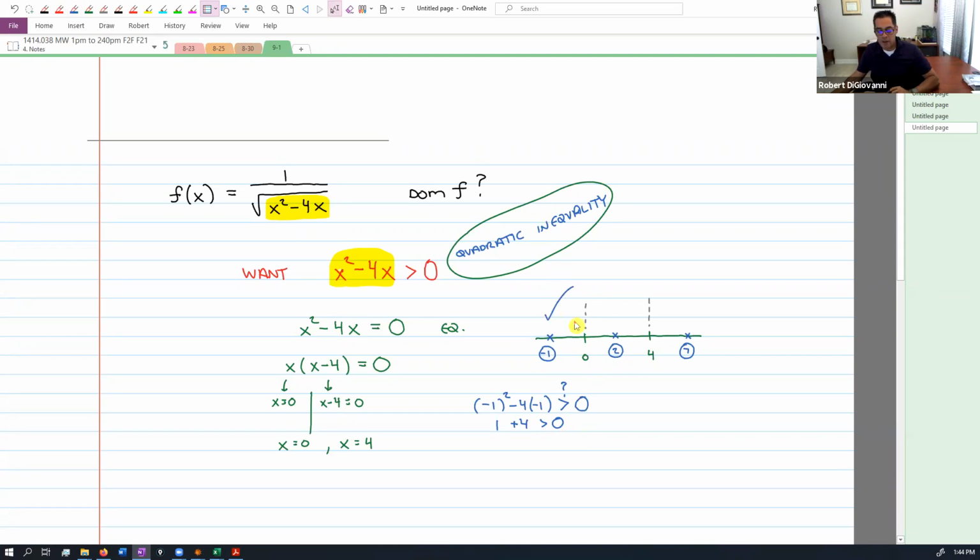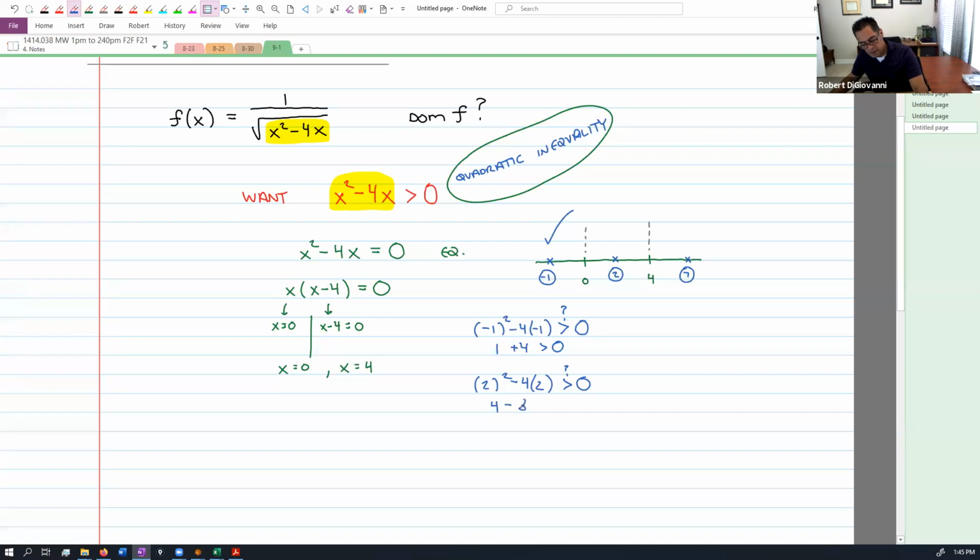That means any number I would have picked over here will work. All you have to do is check 1, but then you're guaranteed that everything over there will work. Then we have to do the same thing for 2 and for 7. So let's try 2. If you plug 2 in there, what happens? You get 4, take away 8, greater than 0, that's -4, greater than 0, and that's not true. -4 is not bigger than 0. So that means this doesn't work. Anything between 0 and 4 does not work. And finally, you plug in 7, which I'm not going to show, okay? You just have to trust me that it works.